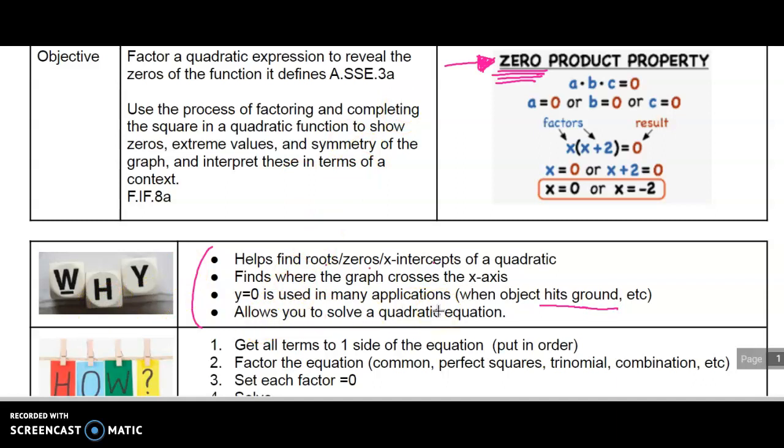And also by factoring, it helps us solve a quadratic equation. Okay? But the key is this solving only works with 0. If you try solving it with another number and not moving everything first, it does not work.